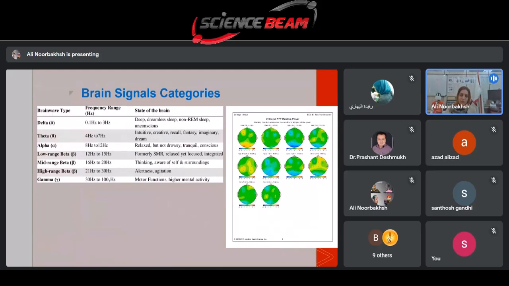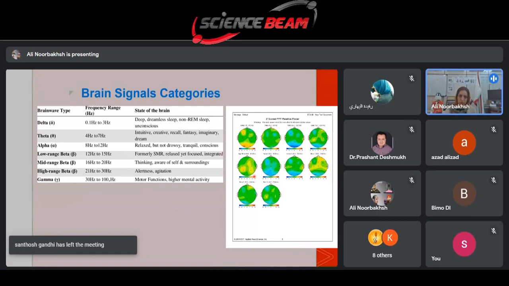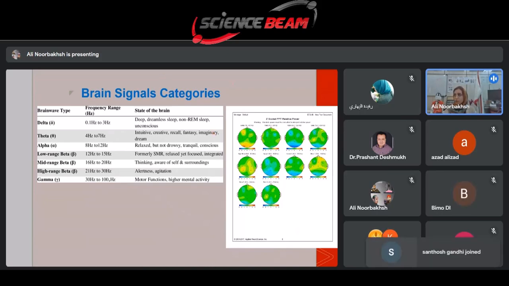And you can see again the brain signal categories according to the QEEG or NeuroGuide software. You know that delta is between 1 to 4 hertz, or 0.5 to 3 hertz, okay? But now, according to NeuroGuide software, delta is 1 to 4 hertz, theta 4 to 8 hertz. You can see that.